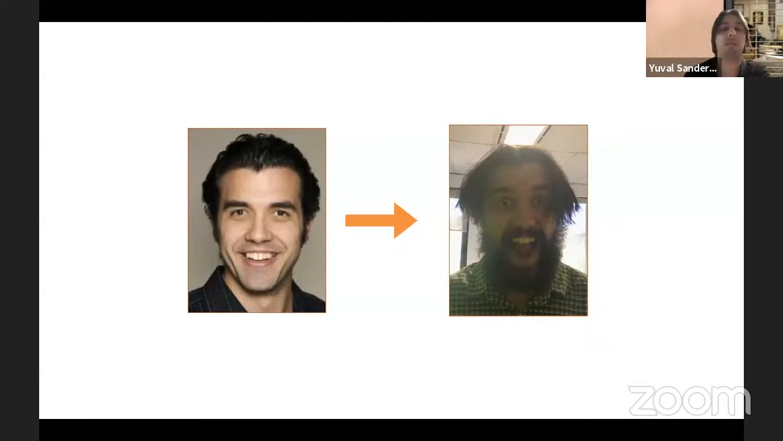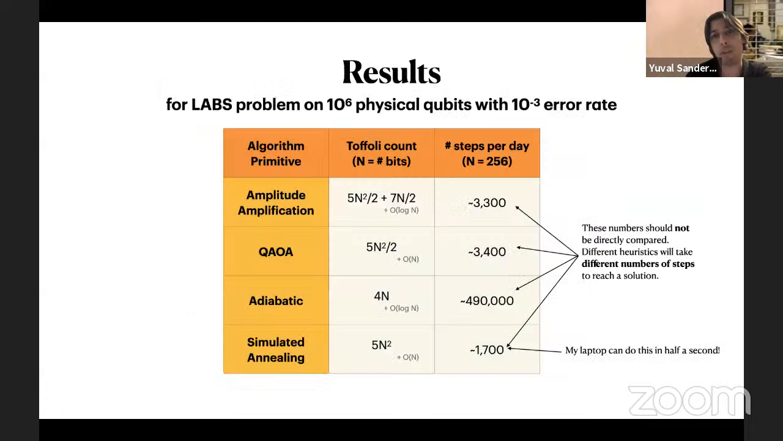So I'm going to spare you that a little bit, and I'm going to boil it down to this table over here, which is essentially a summary of a summary. So if you look at table 1 in our paper, there's a summary table, and this is a summary of that summary. So roughly speaking, I'm looking at 4 different algorithm primitives in this table over here. So there's amplitude amplification, QAOA, adiabatic, and simulated annealing. The Toffoli counts you can see, except for the adiabatic, it's a quadratic count. And then you can see that there's sort of these either order and order log n's.